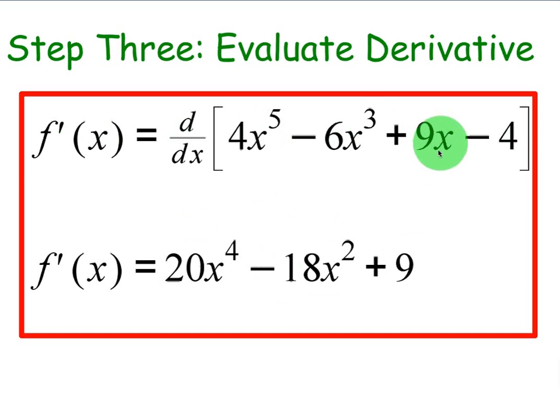Then the derivative of 9x is just 9. Remember, it's a constant multiple rule. Derivative of x is 1. 9 times 1 is 9. And the derivative of 4 is 0. This is our final derivative. So that's putting everything together as far as the derivative of a polynomial goes. We use constant multiple, power rule, sum, and difference.